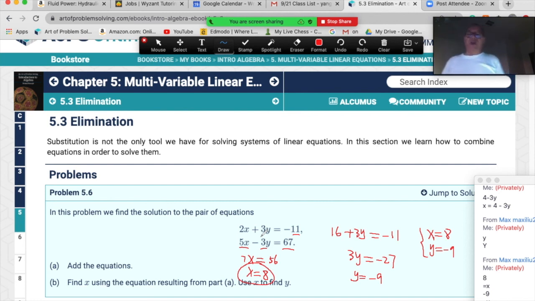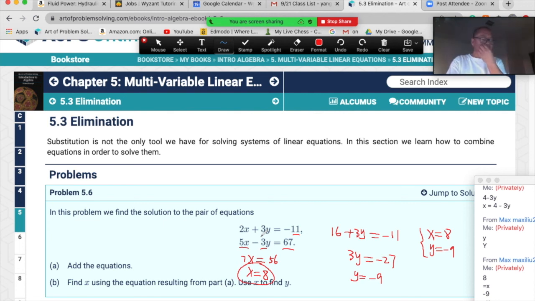So this way we call elimination. Elimination means you cancel out one variable. Make that variable have the same absolute value of coefficient, but with different signs. Then you can just add the equations together, and you can cancel out that variable, right?